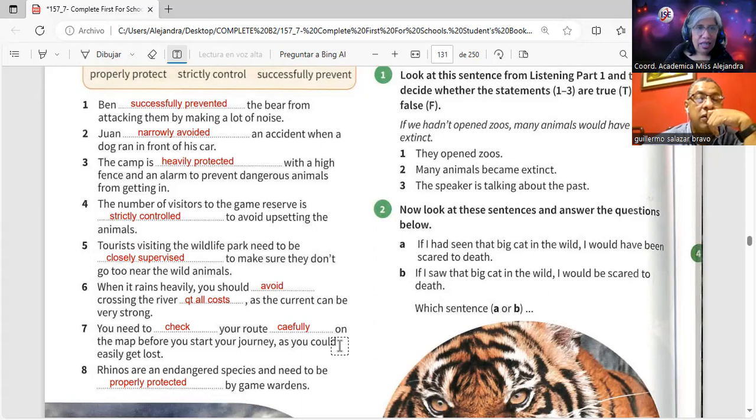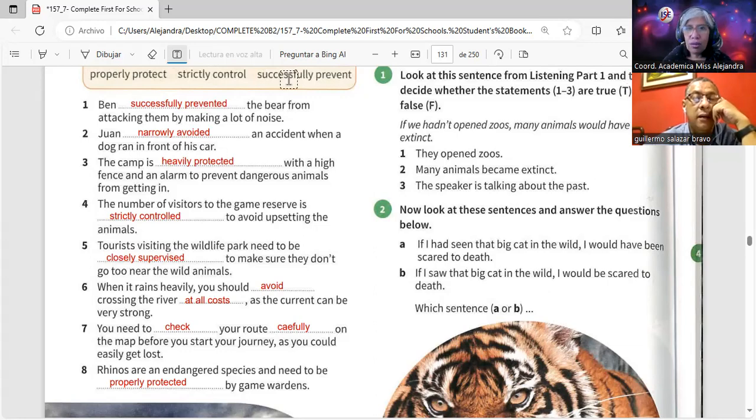In the case of 4 and 5, you can also exchange the verbs, because they are almost synonyms. Se debe supervisar a los visitantes o se debe controlar a los visitantes. Podemos supervisar el número de visitantes o controlar el número de visitantes. So in that case, you can interchange the verbs.